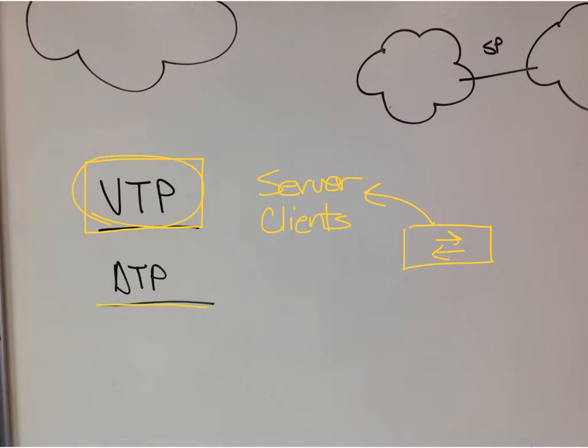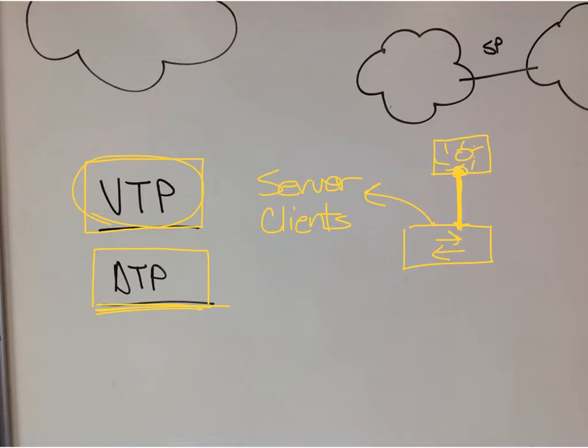Then here, Dynamic Trunking Protocol. When you add this new switch to this device, let's just say it's a multilayer switch, it will automatically set up the trunk between them, depending on how you set up these ports: desirable, auto, and all that stuff. So this is a Cisco proprietary protocol that allows you to automatically get trunking between devices.